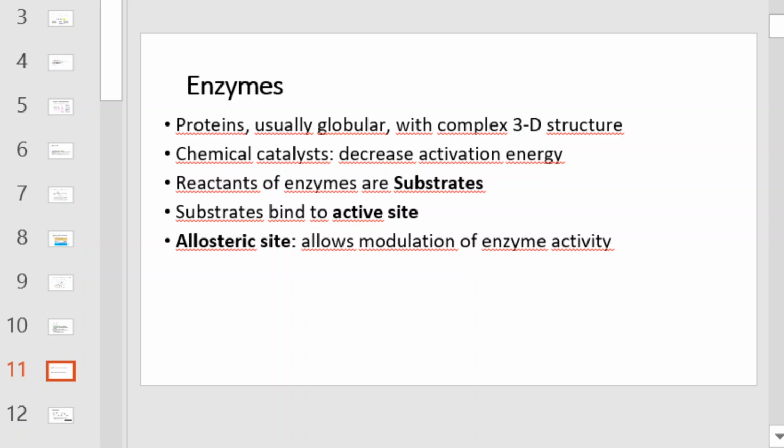Many enzymes also have an allosteric site. Think of the allosteric site as an on-off switch for an enzyme. It allows the modulation and control of enzyme activity.